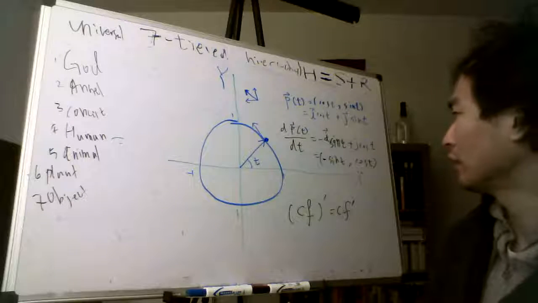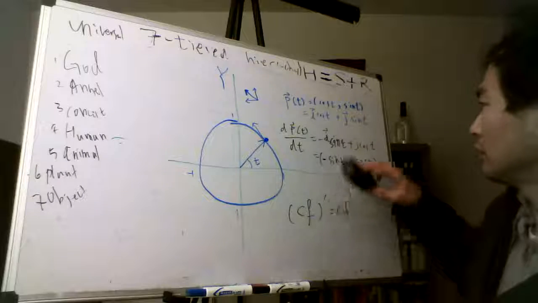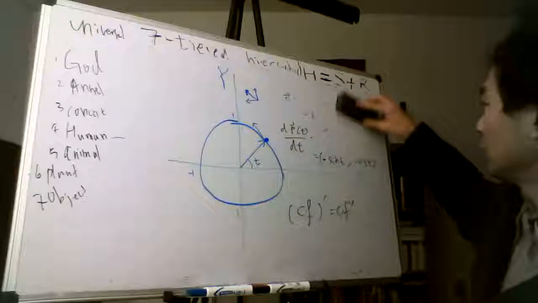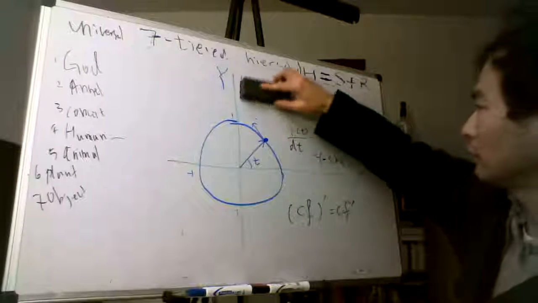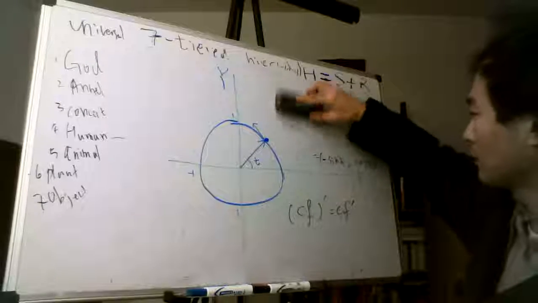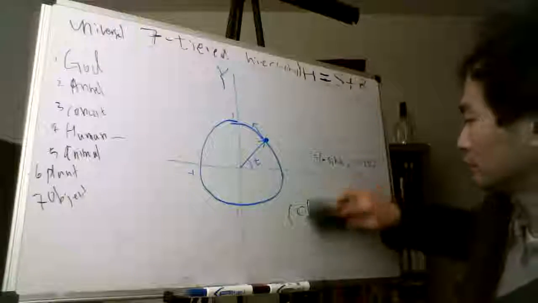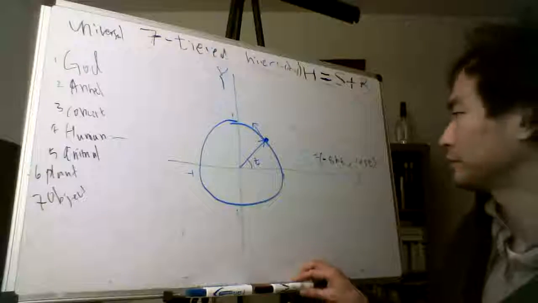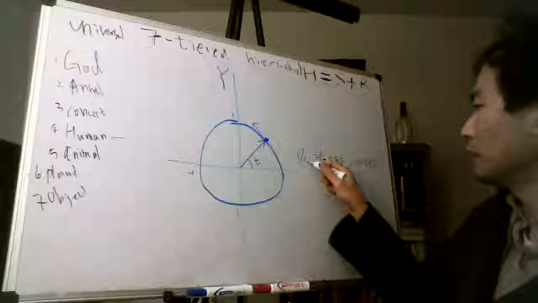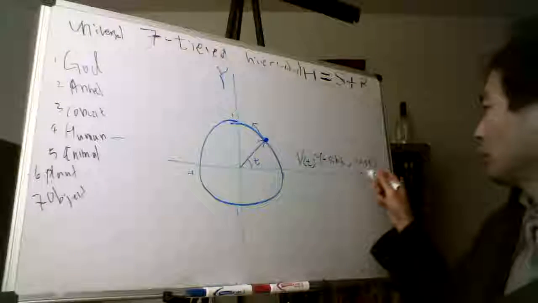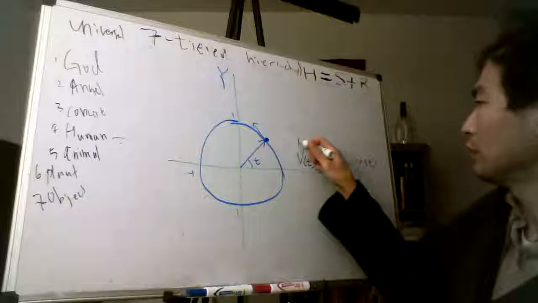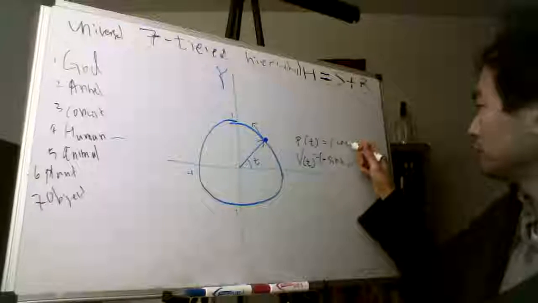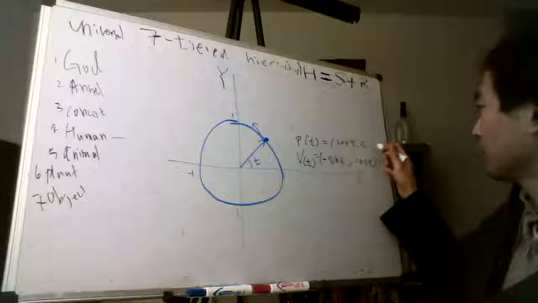Now, we have velocity. We will erase everything except this. This is velocity at time t: minus sine t, comma cosine t. Position at time t: cosine t, comma sine t.